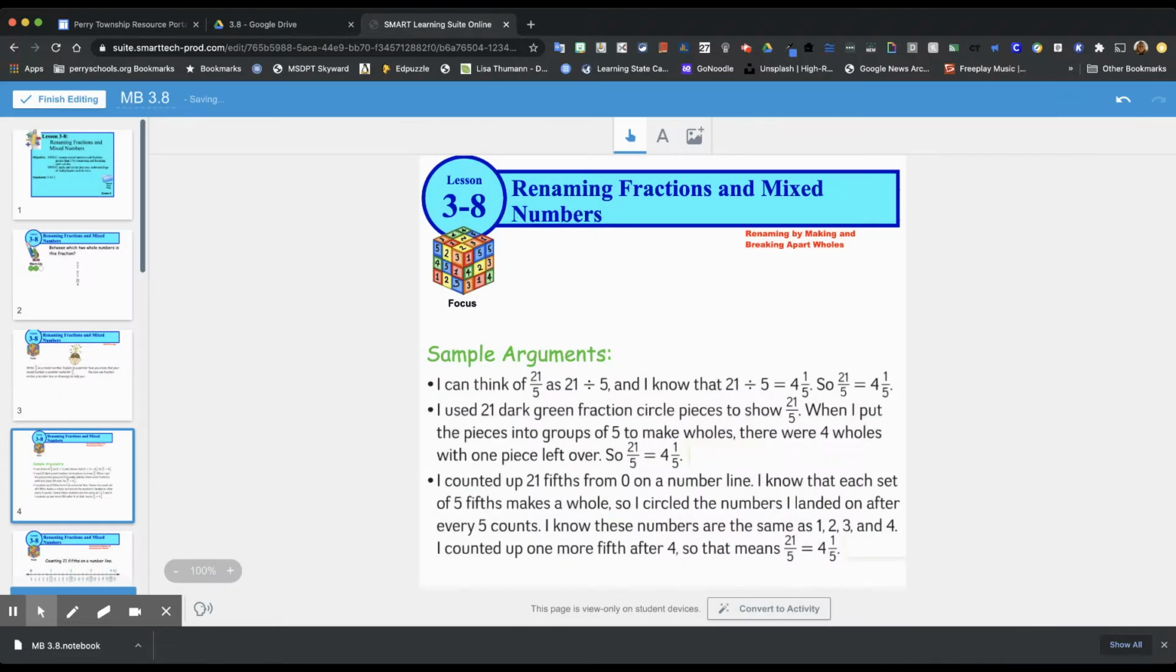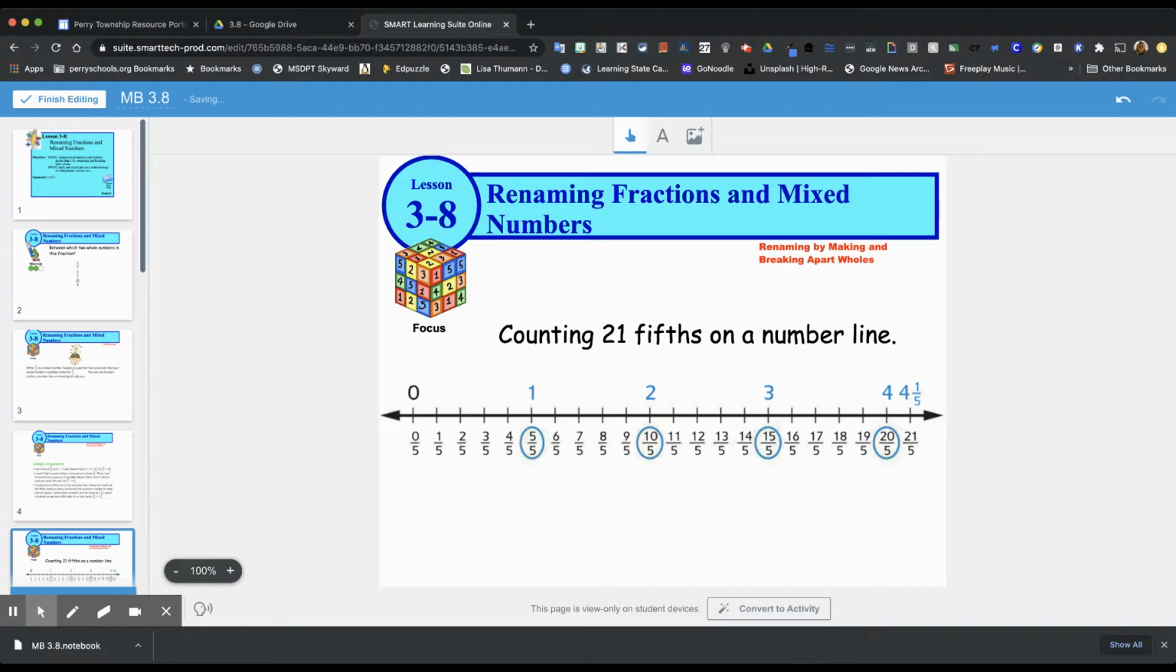And counting up 21/5 from 0 on a number line is possible as well. And you know that each set of 5/5 makes 1 whole. So you circle the whole numbers. And then as you count up every 5, you should see that you only go up 1/5. And let's take a look at that actually. Here is the number line using the fifths. So you can see 5/5 is 1, 10/5 is 2, 15/5 is 3, 20/5 is 4, with 1/5 moved up.